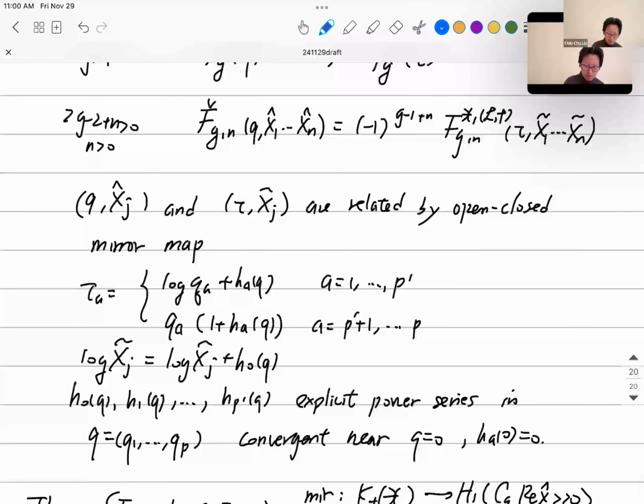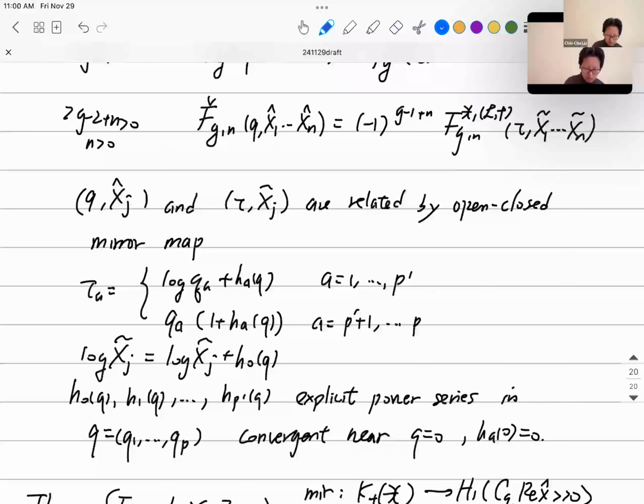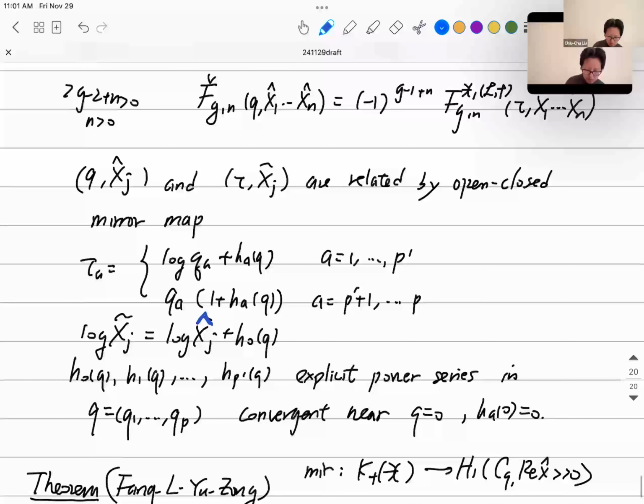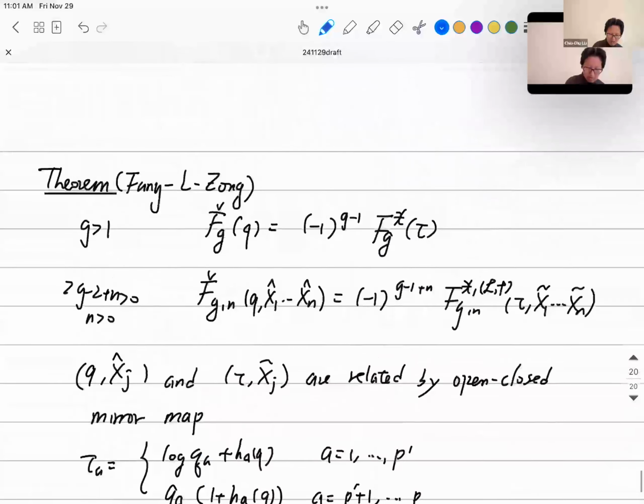Which can be written down explicitly. For the first P parameters, tau A is equal to log QA plus some holomorphic function in Q, which is 0 when Q is 0. We also have the parameter corresponding to the twisted sector, which to first order is QA. And we also have the quantum correction for the open string parameters, which for each J is given by the same quantum correction, which only depends on the closed string parameter. So this is our theorem.